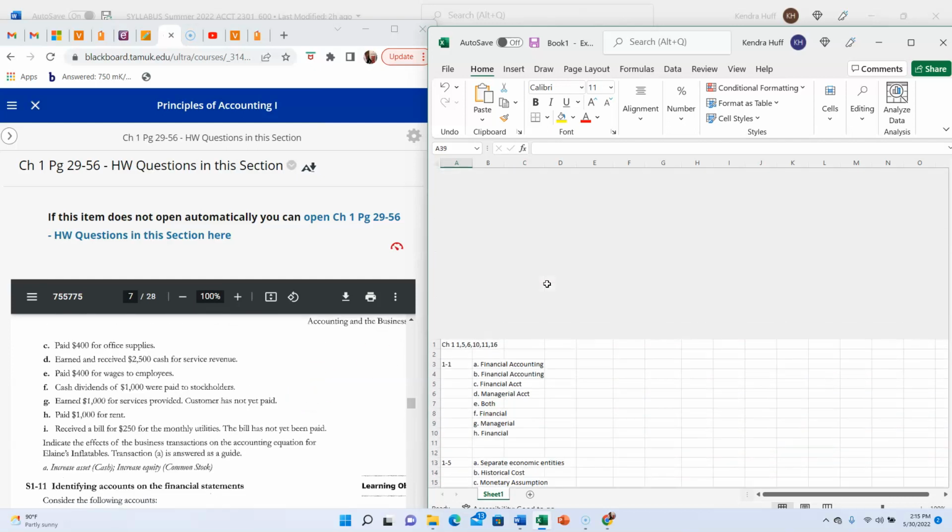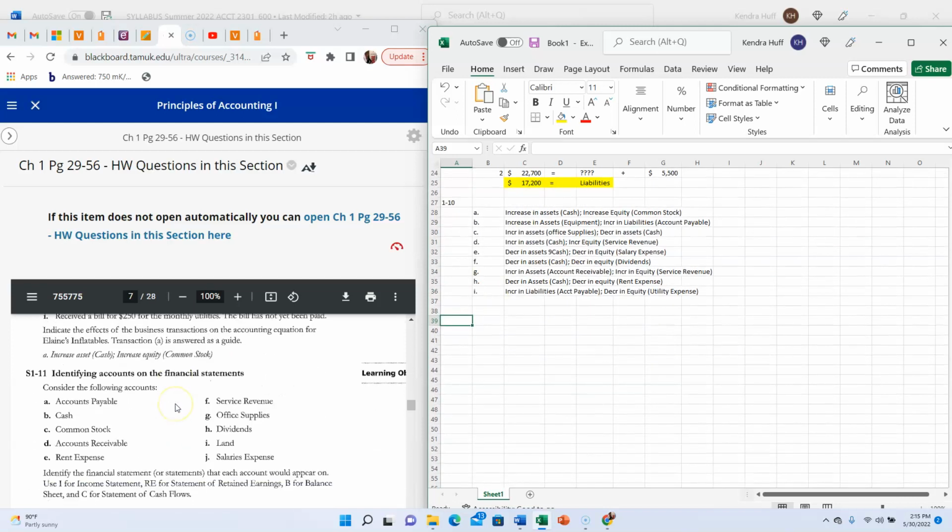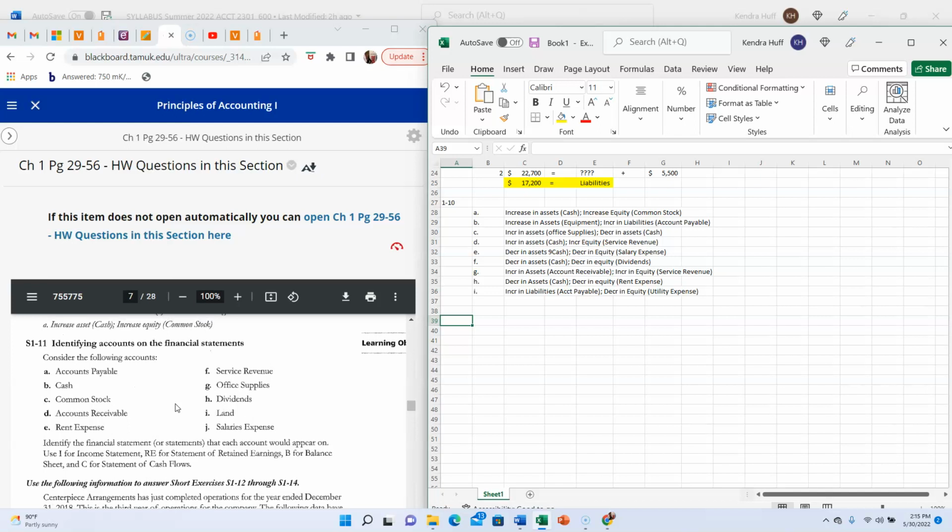All right, then number 11. Identifying accounts on the financial statement. So identify the financial statement that each account would appear on. It's either income statement, statement of retained earnings, balance sheet, or statement of cash flows.